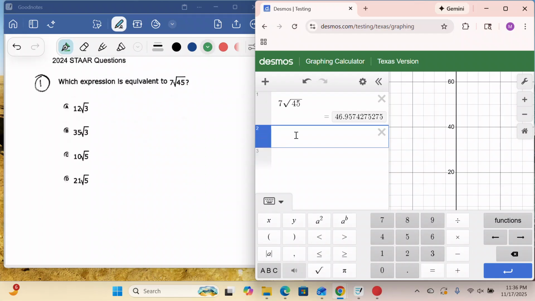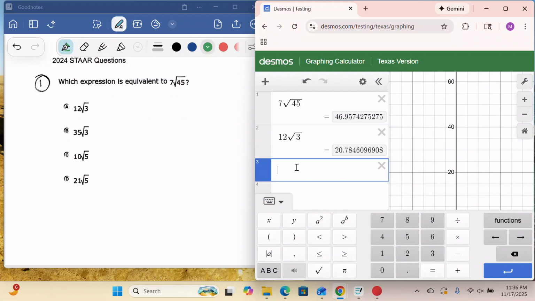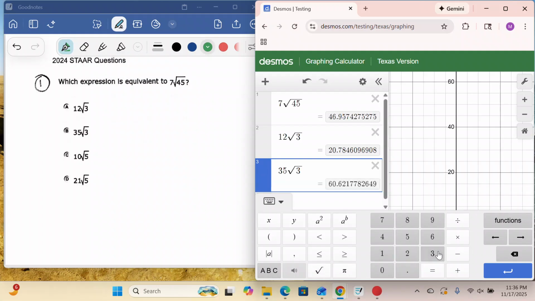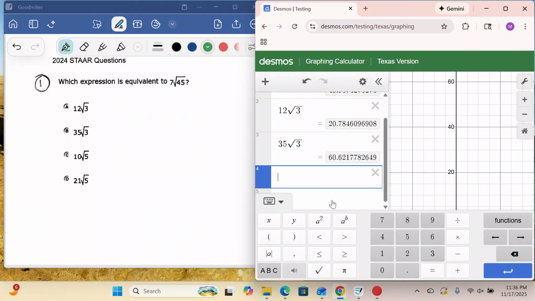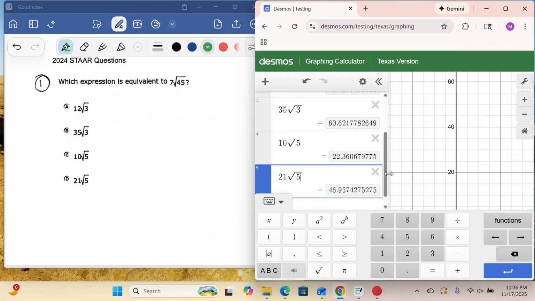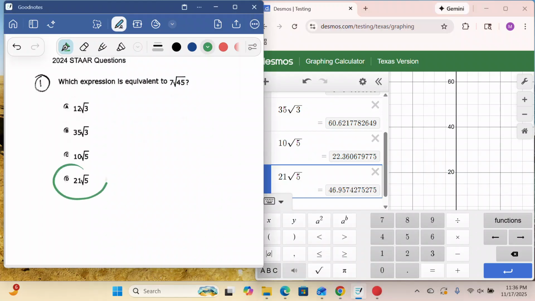So we're going to test out every single one of them. 12 square roots of 3. Not 46. I'm going to test out the next one. 35 square roots of 3. Not 46. I'm going to test out the next one. 10 square roots of 5. Not equal. And the last one has to be the answer. 21 square roots of 5. And it is equal to 46.95. And the answer choice to this one is letter D.